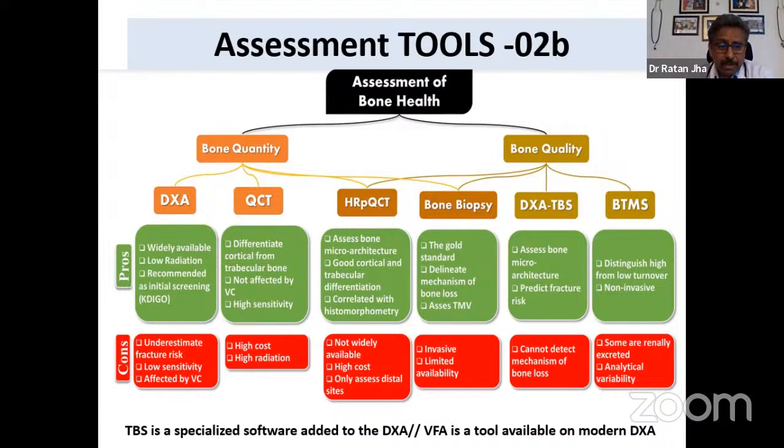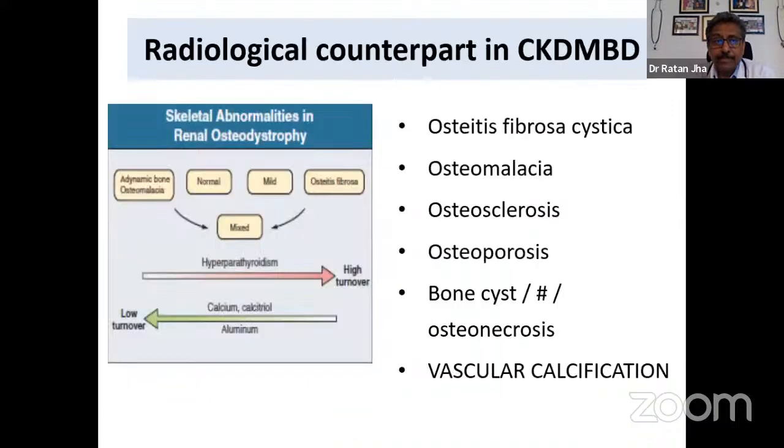So TBS, the trabecular bone scoring, is now available as specialized software added to the DEXA scan, and the vertebral fracture assessment tool is also available on recent modern DEXA scans, which can give additional information other than the quantitative T score or Z score of bone health.